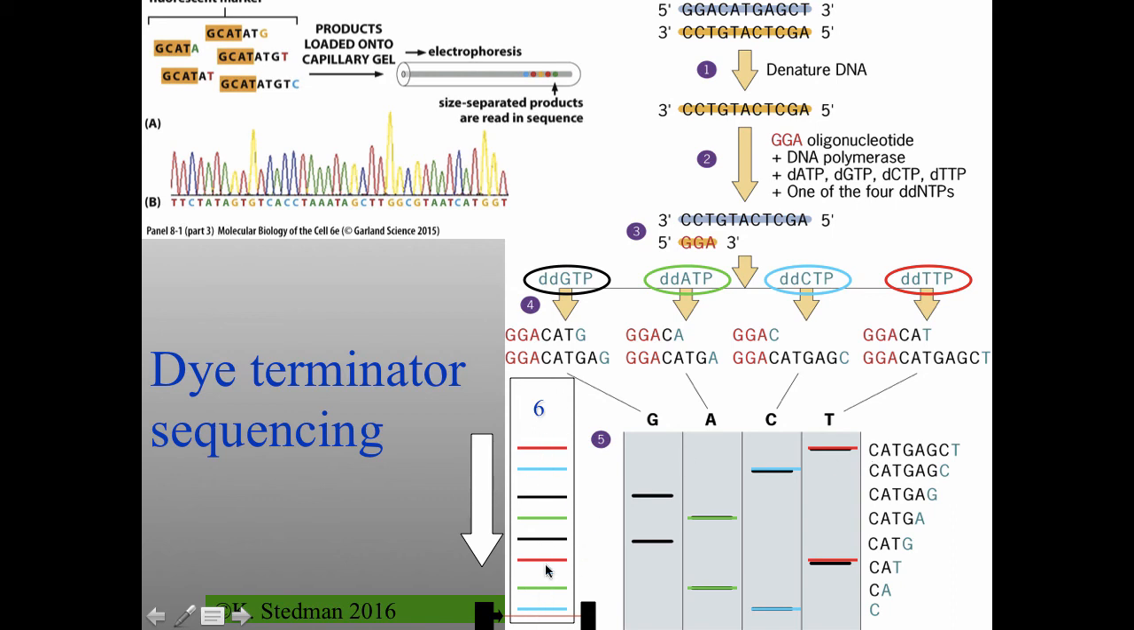The way that happens is with a laser at one end of a gel, and each of those will fluoresce in a different color. So we have T, T, C, T, A, just the different ending pieces coming off the bottom of our gel here. So this is pretty much the way that standard DNA sequencing is done.